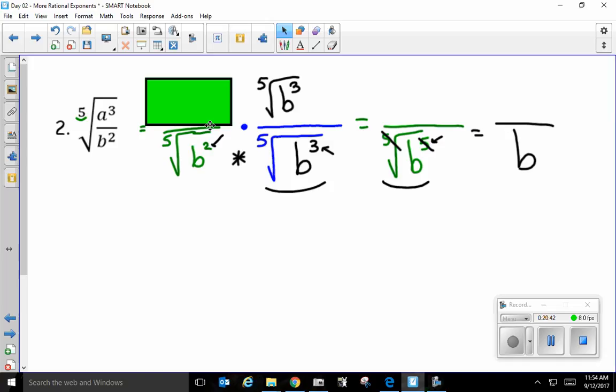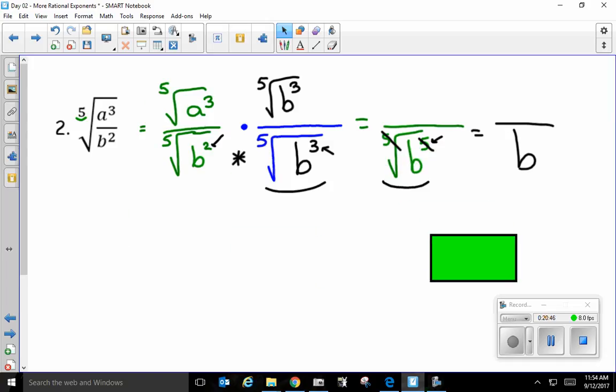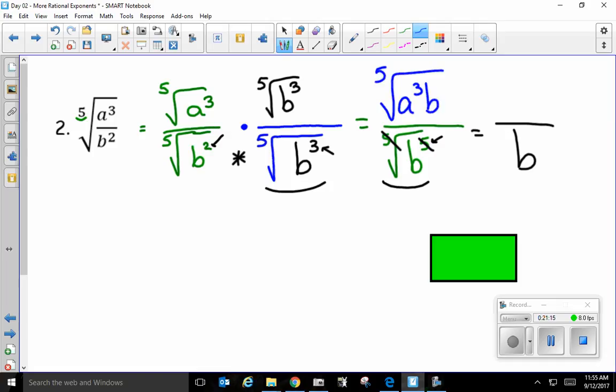Now I can look at this. Now I can get rid of that. What happens when I multiply the fifth root of a cubed times the fifth root of b cubed? I get a cubed, b cubed. Can I put them under the same radical? Yes, because they both have the same root. So I can put them all under the fifth root, and it's a cubed, b cubed.